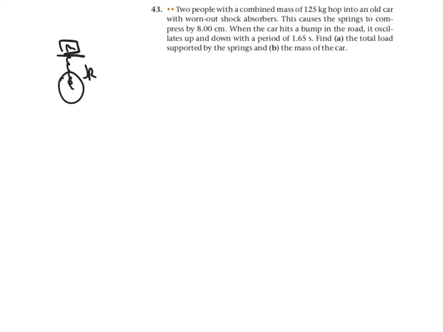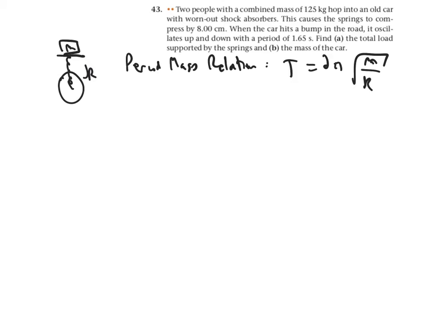So we're going to use the mass period relationship, which connects the period to the mass and the spring constant. But we don't have the spring constant. We're going to get the spring constant by using this part of the problem.